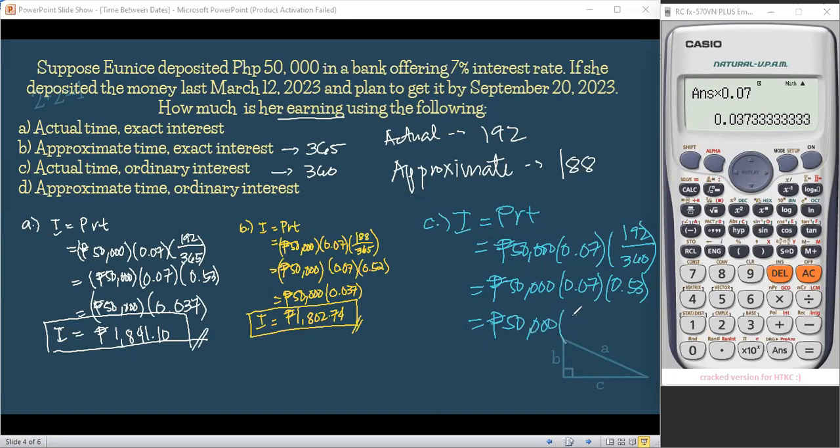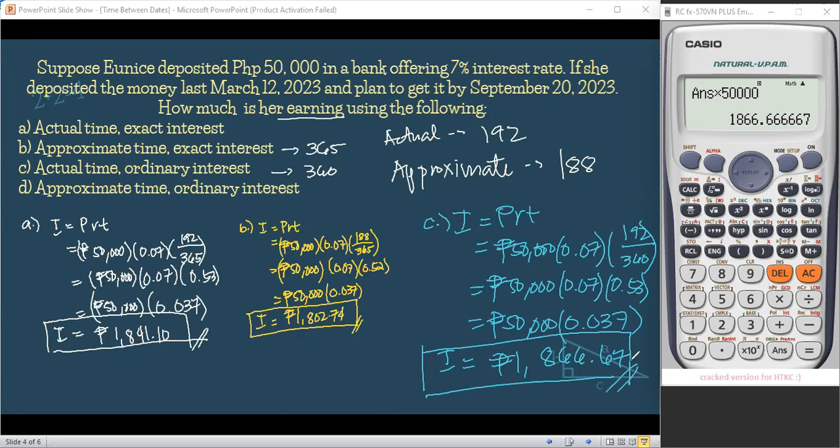$50,000 times 0.037, times 50,000 now. So our interest now is 1,866.67. This is our final answer for letter C, actual time and ordinary interest.